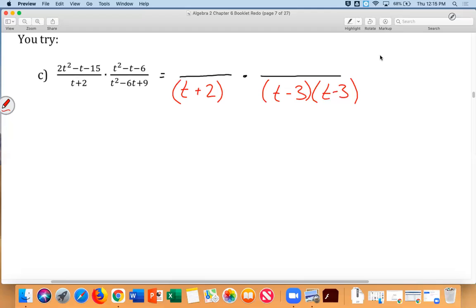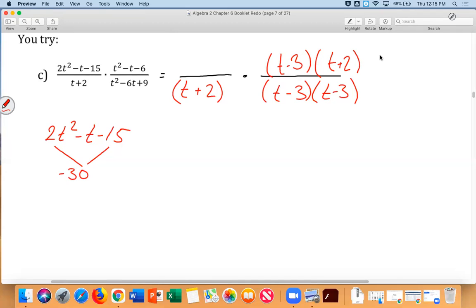So what are the factors of negative 6 that are like 1 apart? That will give you 3 and 2. So it's going to be t minus 3 times t plus 2. Are you good with that so far? Okay. Now for the hard one. How do we factor 2t squared minus t minus 15? Well, we have to do the British method. That's negative 30. So I'm looking for the factors of negative 30 that will combine to give me negative 1.